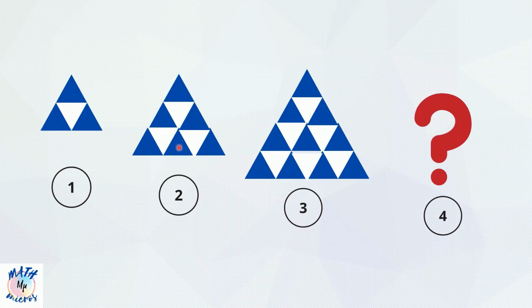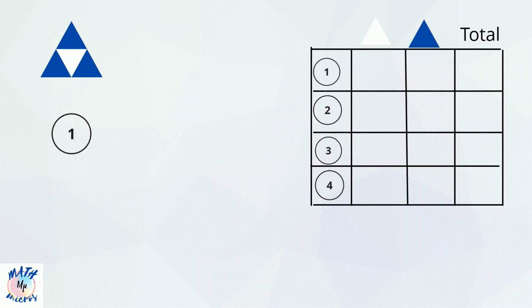Let's say here in pattern number 2, we can see there are a total of 9 triangles. 1, 2, 3, 4, 5, 6, 7, 8, 9. Alright? All together the white and the blue together, it's 9. We need to know the total number of triangles for this pattern number 4. Let's start diagnosing the pattern.